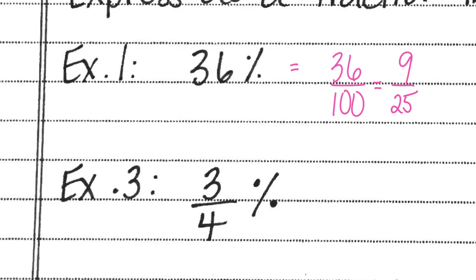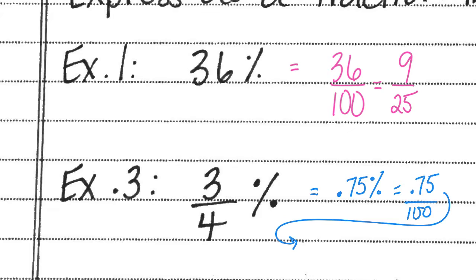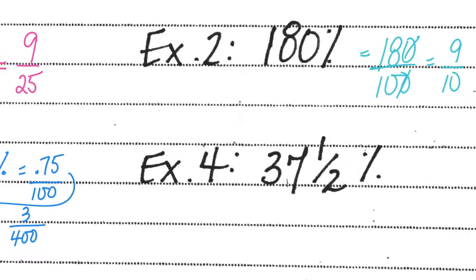Three-fourths%. Well, I know that 3/4 is the same thing as 0.75%. And I know this is the same thing as 0.75 over 100, which can continue to be 75 over 10,000ths, which, yes, this does reduce to 3 over 400. 25 goes into 10,000 400 times.